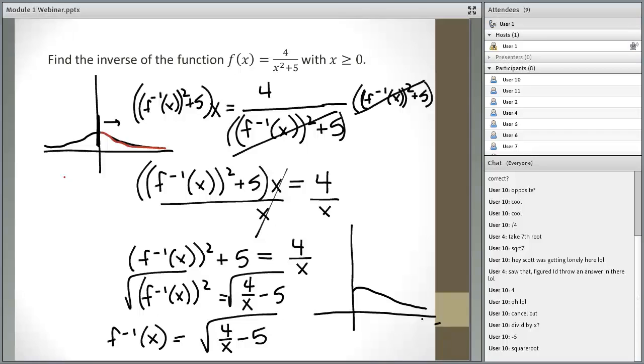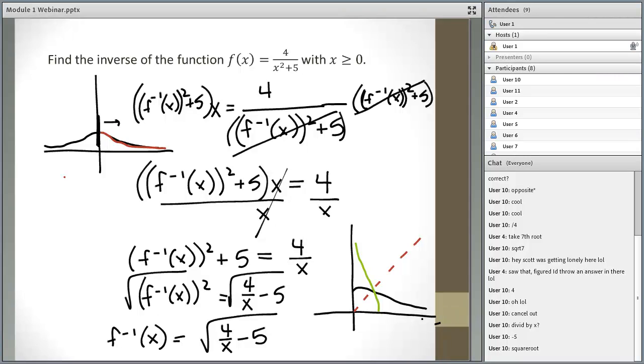It basically means that I'm going to take this function and rotate it over the line y equals x. So the line y equals x is that line right there. So if I take this graph and rotate it over the line y equals x, I roughly have that. So that's what it means to have an inverse, is to be able to rotate the function around the line y equals x.